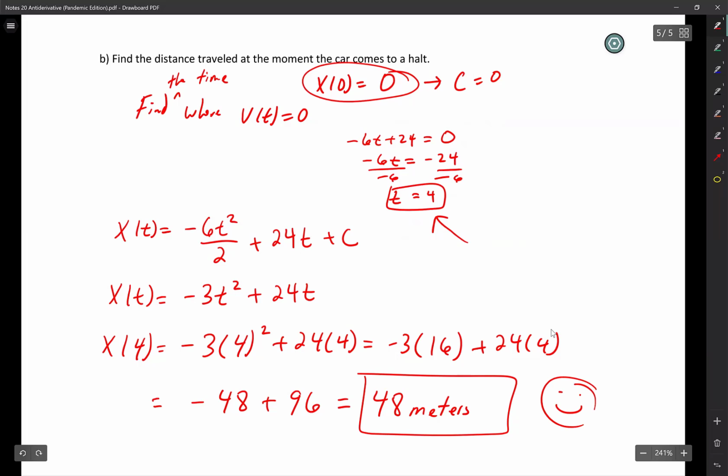And now you can start seeing how beautiful calculus is, because you can do advanced physics with this. Is this cool or what?